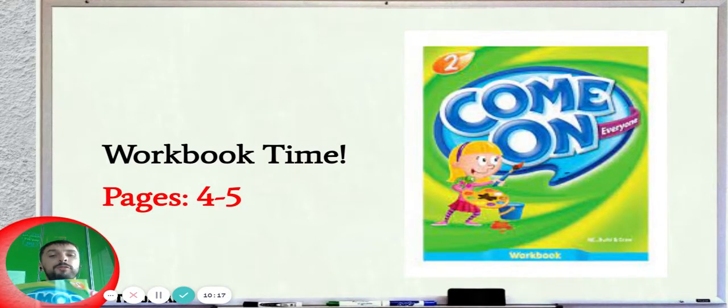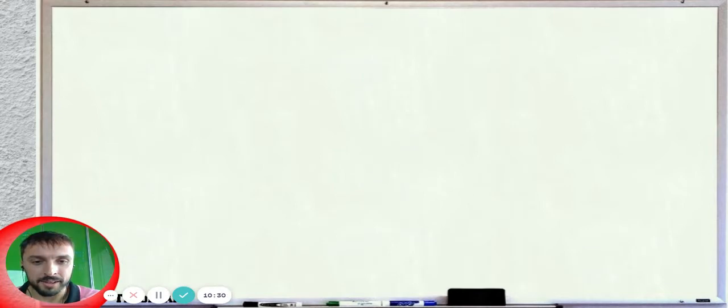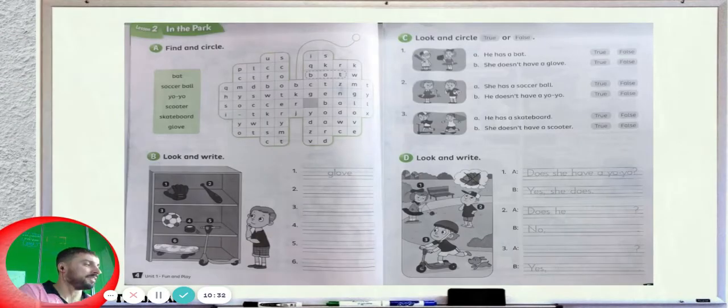Okay, because we're going to do pages 4 and 5. Let me get to 4 and 5. Here they are. It's okay, I know you can't see. Let me go back. There they are. I want you to see that nice effect. Okay, so pages 4 and 5, it should look like this.